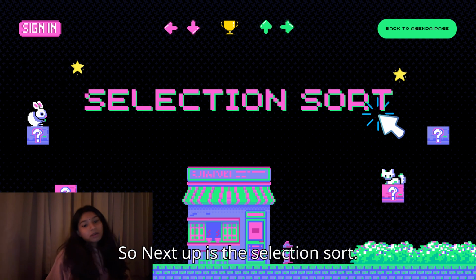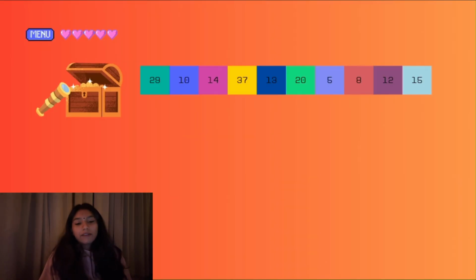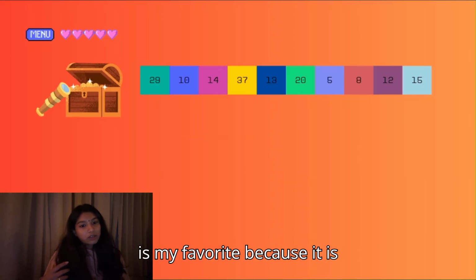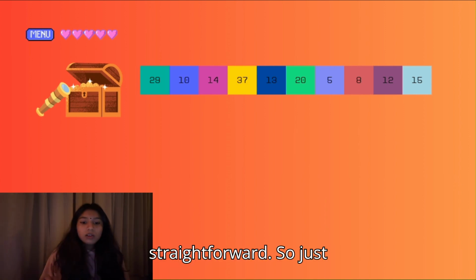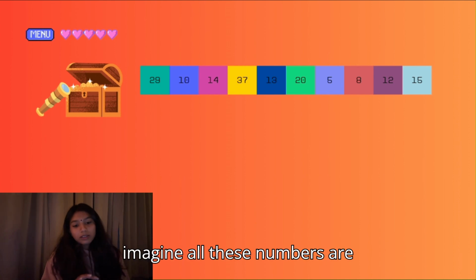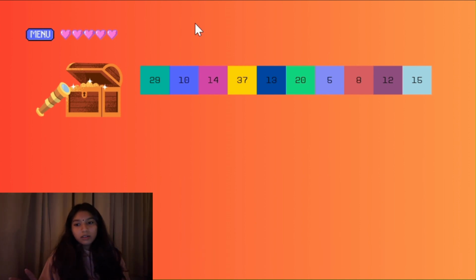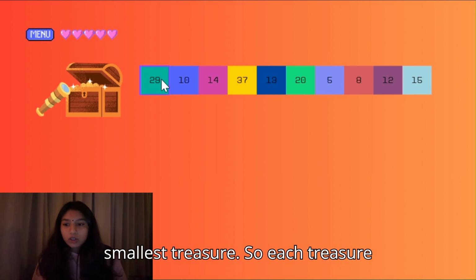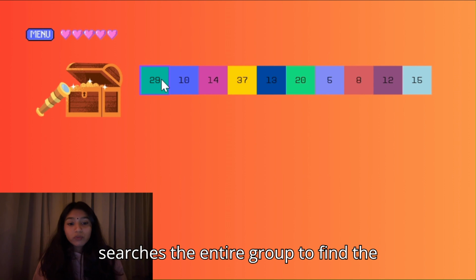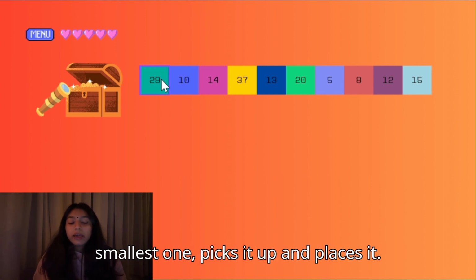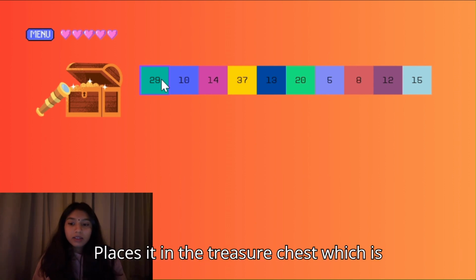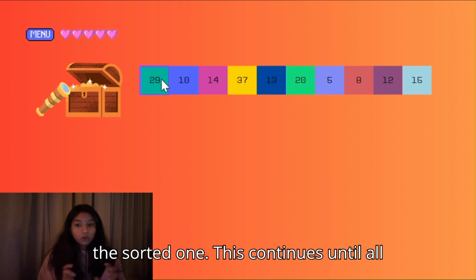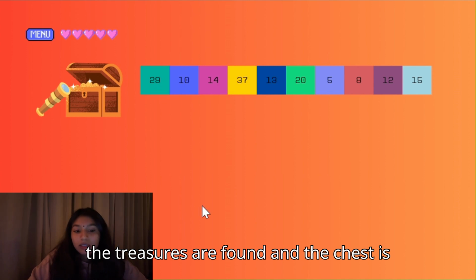So next up is the selection sort. In my opinion, I feel like selection sort is my favorite because it is straightforward. So just imagine all these numbers are treasure hunters searching for the smallest treasure. Each treasure searches the entire group to find the smallest one, picks it up and places it in the treasure chest, which is the sorted part. This continues until all the treasures are found and the chest is full.